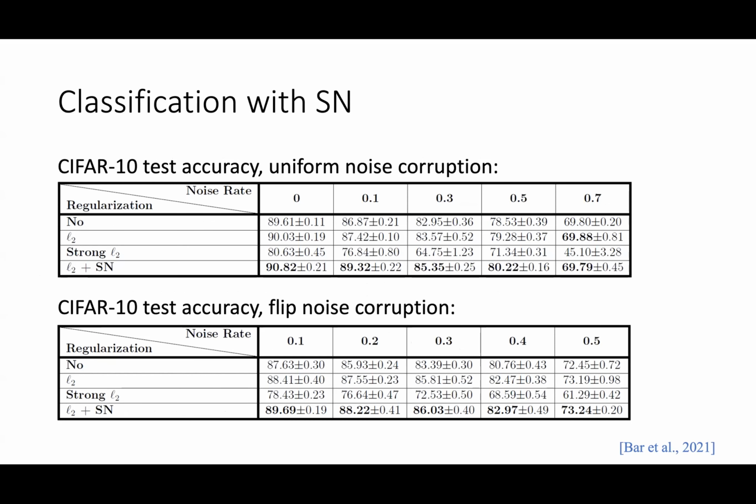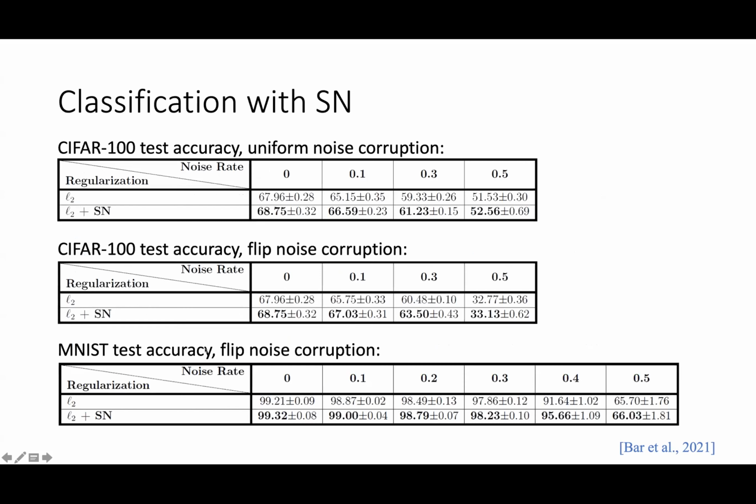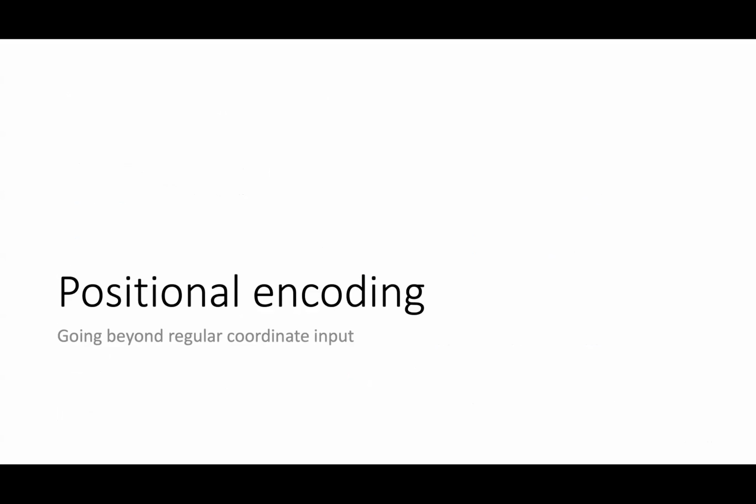Then we checked whether this corresponds to better accuracy, and we have seen that when we apply L2 with spectral normalization, we get better results than when we apply L2 or only strong L2. We tested it for uniform noise and flip noise, for CIFAR-100 and for MNIST, and in all of them we got improvement for L2 plus spectral normalization. So spectral normalization improves the accuracy, and this follows our analysis.